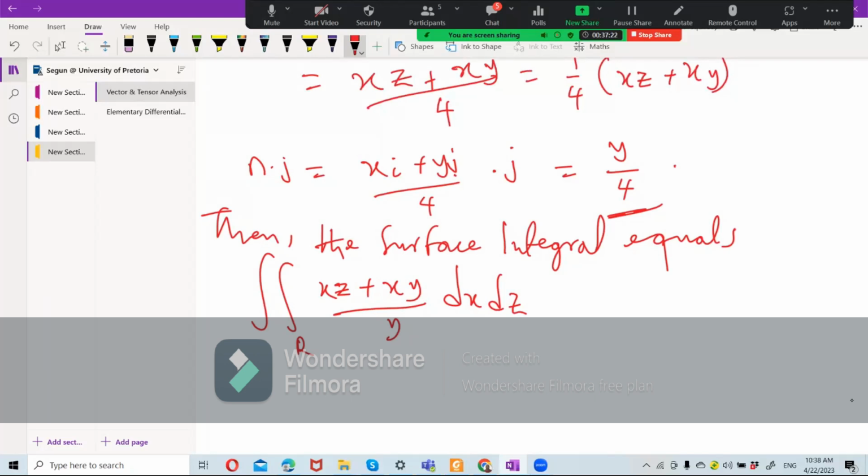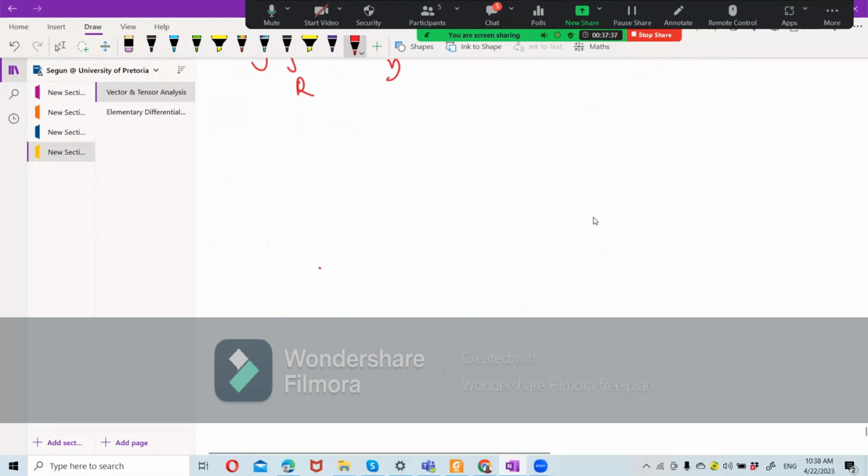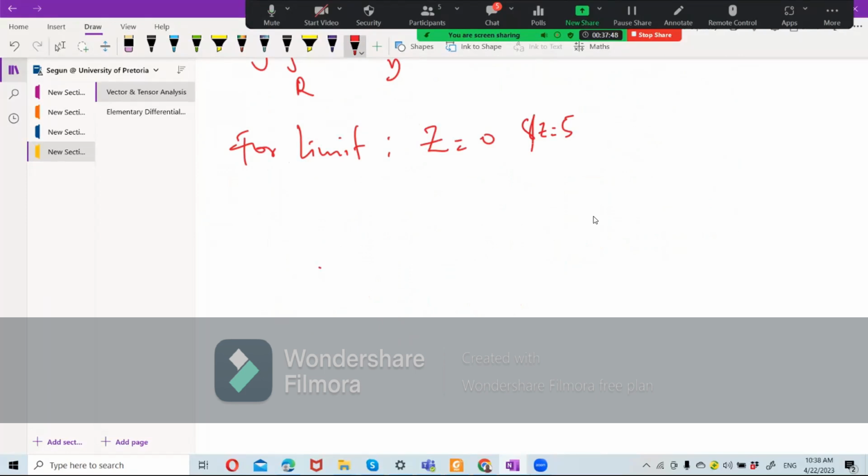We differentiate x. Differentiate where? Yes, we need x now. We need x. We have y already. We have z already. Our z, we need the limit now. For limit or for boundary, let's use the bound limit. z equals 0 and z equals 5. This is the lower limit, this is the upper limit. So for us to get x now, because you have to integrate, remember you have x squared plus y squared equals 16. Now I need my x.